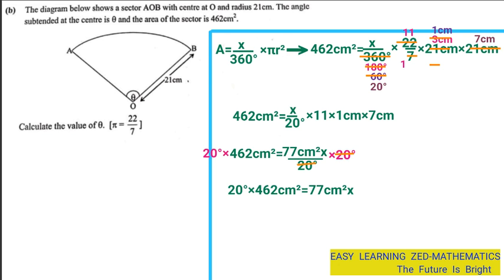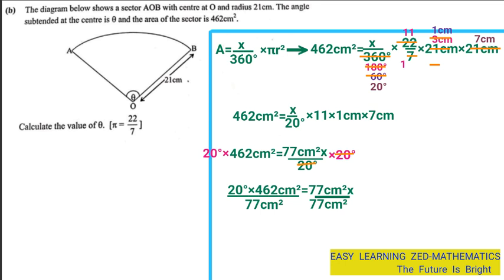Once I've remained with that, the next thing I'm going to do is divide both sides by 77 centimeter squared, because I want to remain with the x. So I'm going to divide by 77 centimeter squared on this side and 77 centimeter squared on the other side. I'm sure you know this: whatever you do to the left side of the equal sign, you also do to the right side.